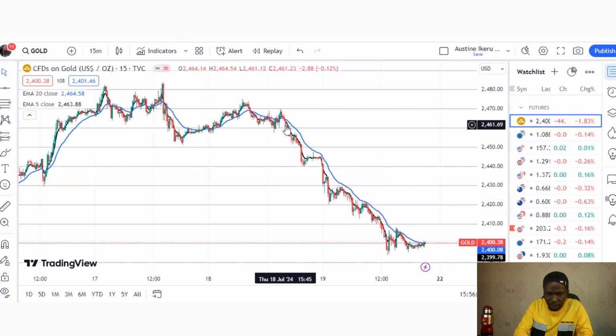So as the price crosses below the 20 EMA and the 5 EMA crosses below the 20 EMA and closes, this is where the traders are supposed to take their sell trade, and their stop loss will be above the moving average, which is above the 20 EMA. So this is how you trade using the moving average crossover.